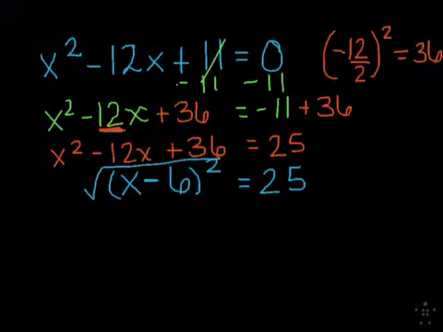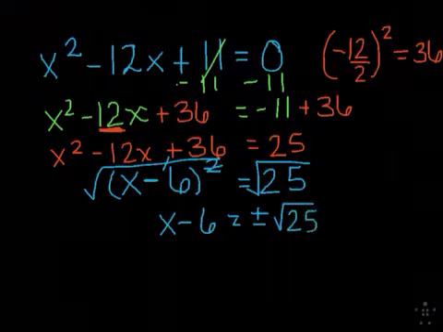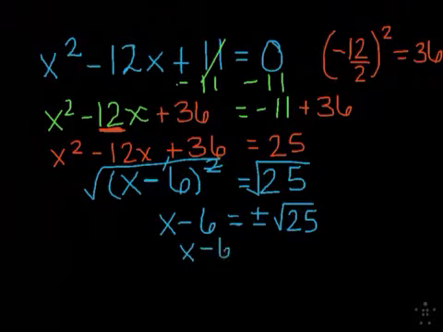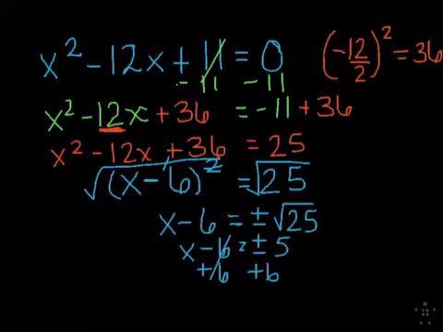So now we square root both sides. Square roots and squares cancel. So that's x minus 6 equals plus or minus the square root of 25. We check and see if we can simplify that square root. 25, when you take the square root of it, you should get a 5. So we end up with x minus 6 equals plus or minus 5. Add 6 to both sides. So our final answer is x equals 6 plus or minus 5.